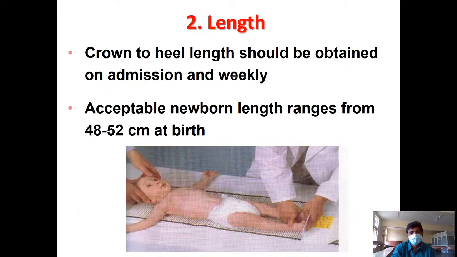And then you need to measure the crown to heel length. It should be obtained at admission and then weekly. The acceptable newborn length ranges from 48 to 52 centimeters at birth.